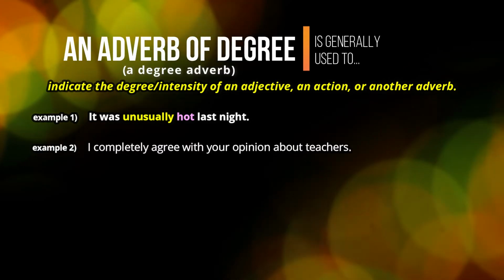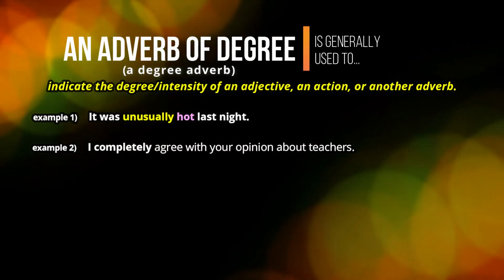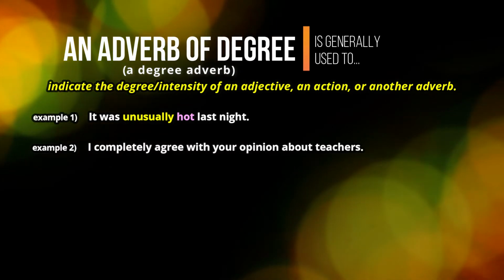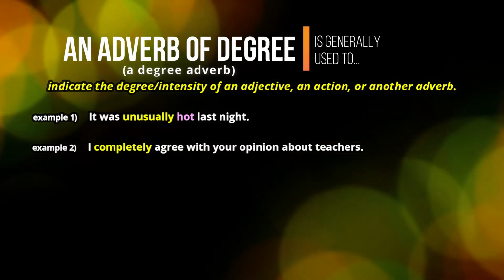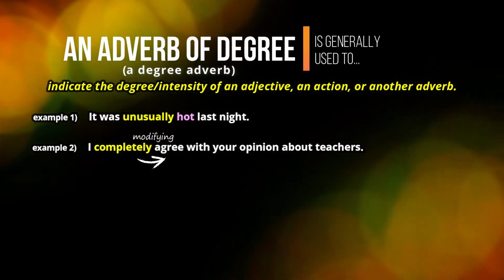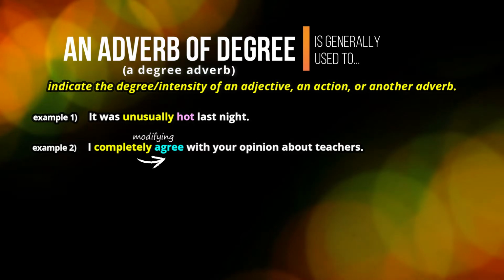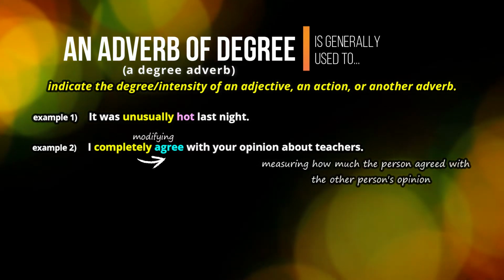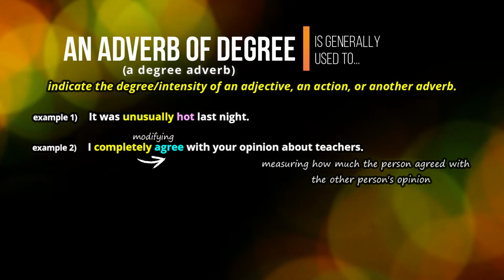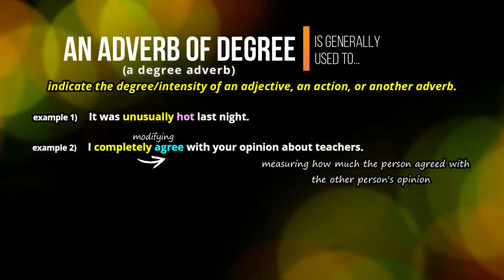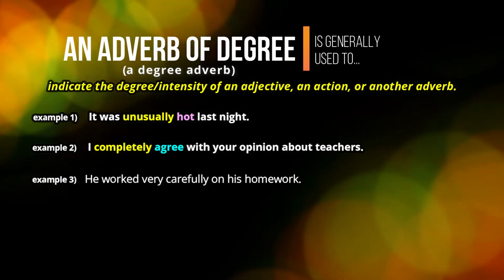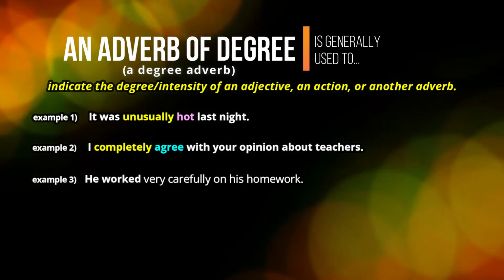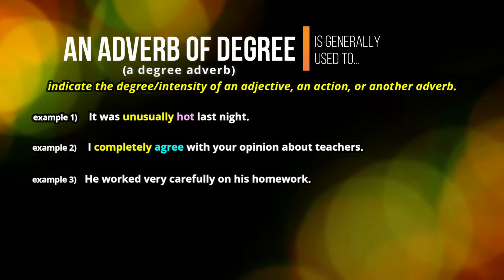In the second example, I completely agree with your opinion about teachers. In this case, the adverb completely is modifying the verb agree. All right, it's measuring how much the person agreed with the other person's opinion. All right, in this case, it was absolute, right? Completely.